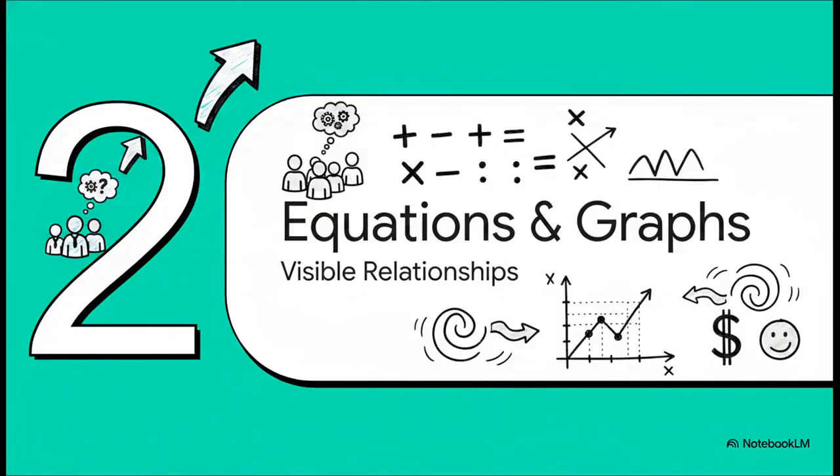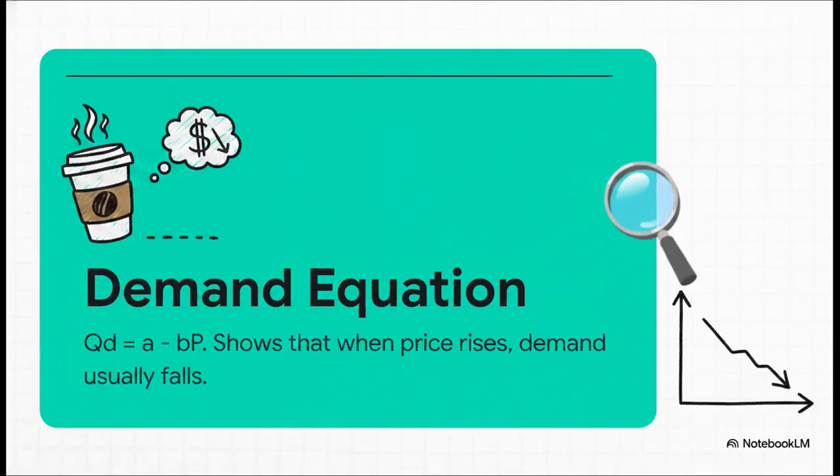Moving right along to Section 2, the basics, equations and graphs. So let's explore how economists make these totally abstract human motives beautifully and practically visible. Now, the demand equation might look like some daunting, scary algebra right off the bat, but trust me, this isn't just dry math. This is the literal mathematical representation of you standing at the coffee shop trying to maximize your satisfaction. See that negative sign in the formula?